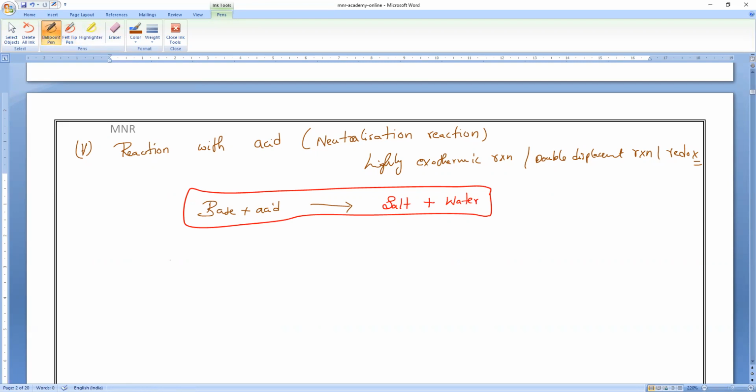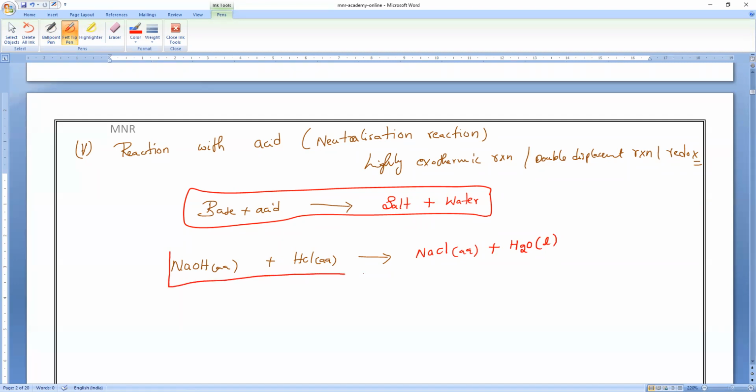So please write one example. Take any one base, sodium hydroxide, and react it with hydrochloric acid. What products will come? Mr. Ashwin Gokul, based upon the reactants, you tell me. What is the salt that will come? NaCl, sodium chloride, plus we are going to get water. What is the water formula? H2O. So please write. This is reaction with the acid.